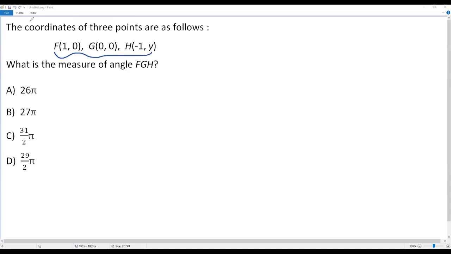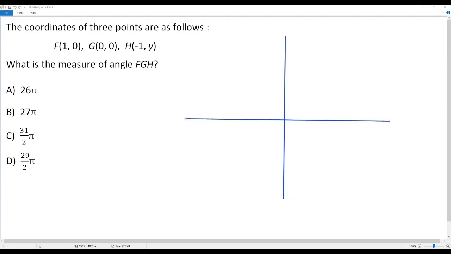Now let me draw an xy plane. Let me sketch it. Here is the y-axis, and here we have the x-axis. Let me mark x over here and y over here, and let me mark the number 1 on the x-axis and negative 1 over here. Now let me plot the first point, F(1, 0). This is the x-intercept because the y coordinate is 0. So the point F(1, 0) is here. And this is the origin (0, 0), that is G(0, 0), and H(-1, y).